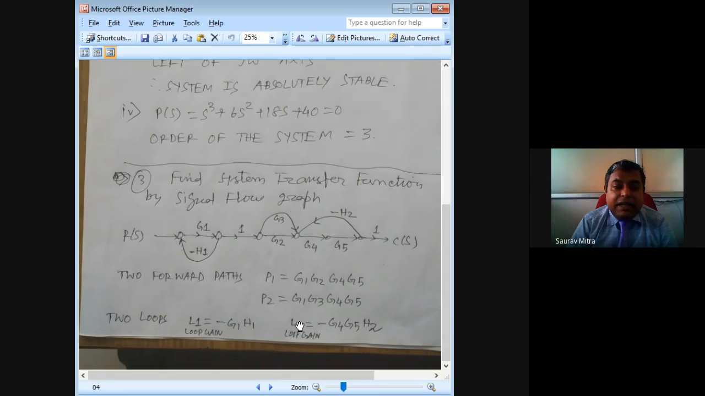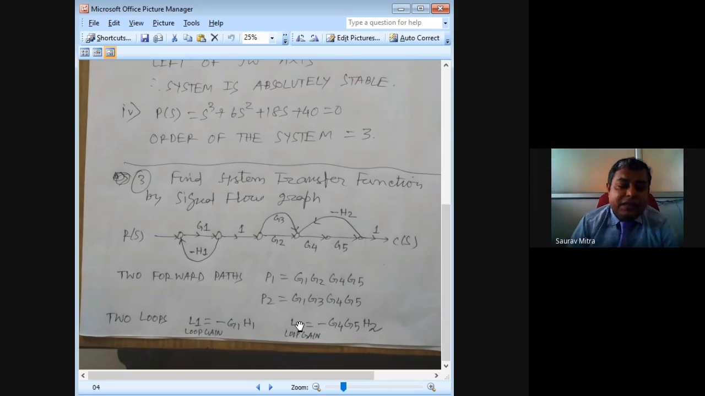We are finding it by Mason's gain formula, and Mason's gain formula gives us a very easy way of determining the transfer function. But in the exam, don't write the transfer function in one line. You can write that, but you have to write every step clearly. So this question might be asked for 8 or 10 marks.